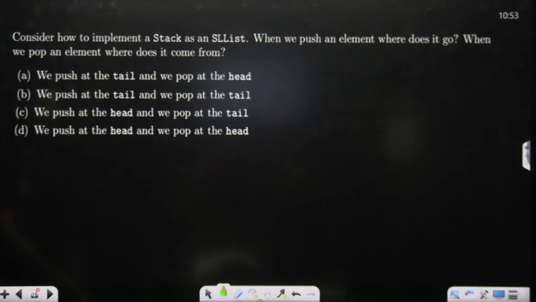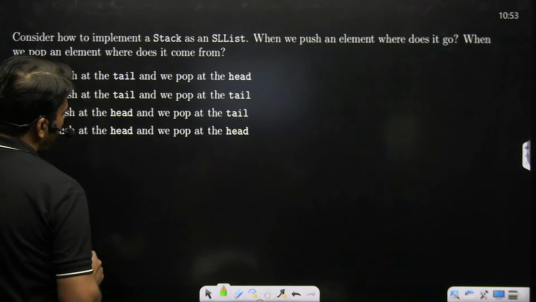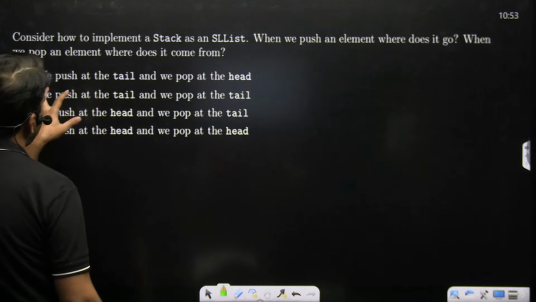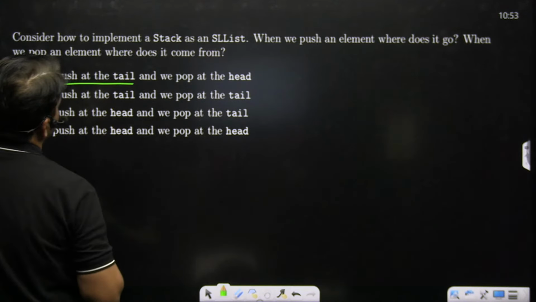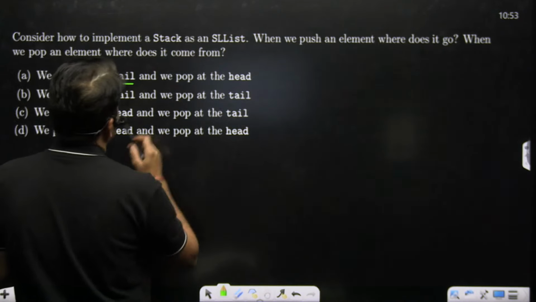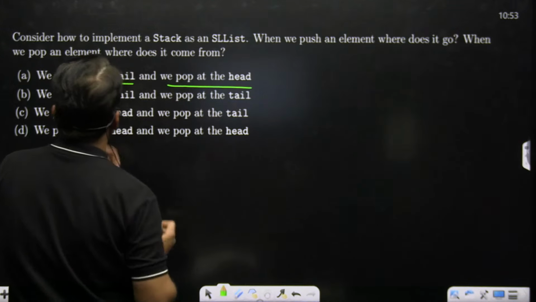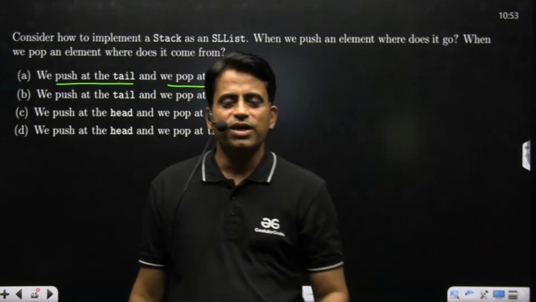Consider how to implement a stack. When we push an element, where does it go? When we pop an element, where does it come from? So my dear student, we push at the tail and we pop at the head. If you push at the tail and pop at the head, then what is the problem here? What is the problem here, student? Why not A?